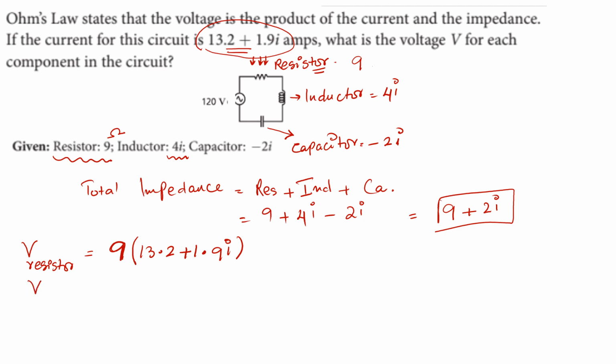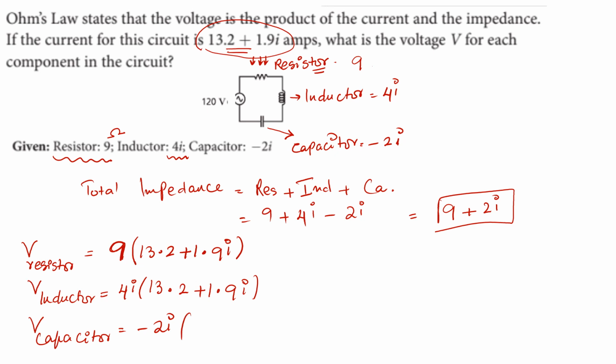Now find the voltage of the inductor. The inductor is given by 4i multiplied by the current, that is 13.2 plus 1.9i. Similarly, the voltage of the capacitor is given by negative 2i multiplied by the current, that is 13.2 plus 1.9i. Now you can just write it in the calculator and get the answers, which would be the voltage of the resistor, inductor and capacitor respectively. Now I will pause the video so you can find all the answers.